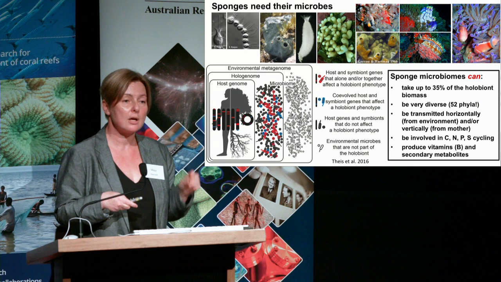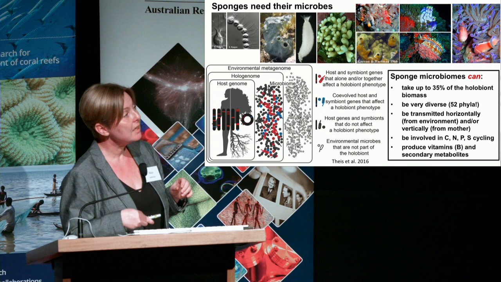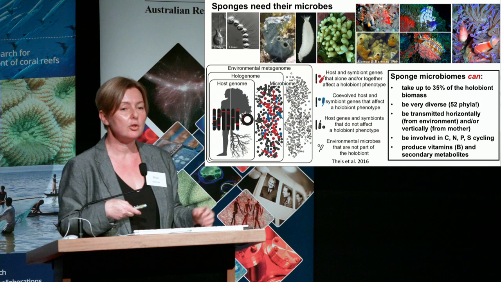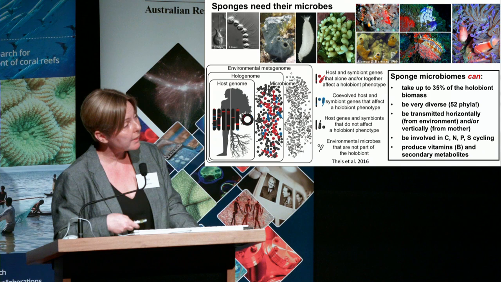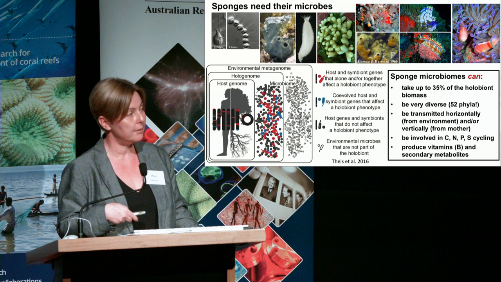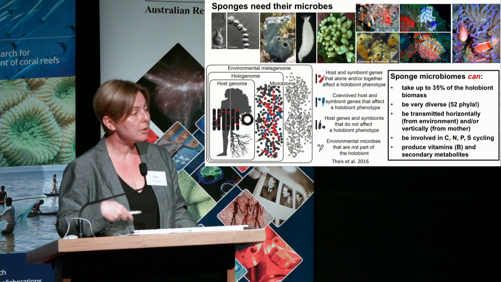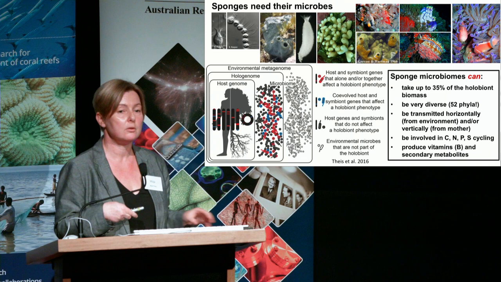So if you think about sponge microbiome, in some sponges, the microbes that are part of the holobiont can take up to 35% of the biomass. And if you think about the size of the sponge cell and the size of the bacteria, you would realize there are many more bacterial cells than sponge cells in those organisms. The sponge microbiomes are extremely diverse. They are transmitted horizontally from environment or vertically from mother. This is what I'm going to be telling you about in a moment. They are definitely involved in cycling of a lot of nutrients. And they are known, as in humans, for example, to produce vitamins, but also to produce secondary metabolites, which the sponges are producing to protect themselves from those bastardy nudibranchs that are trying to eat them.